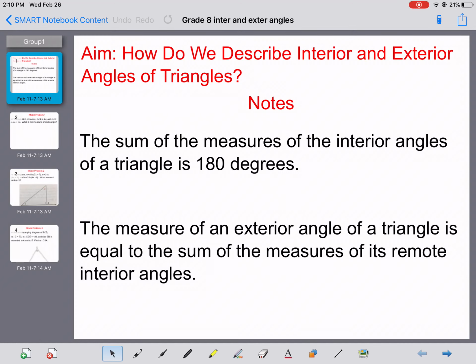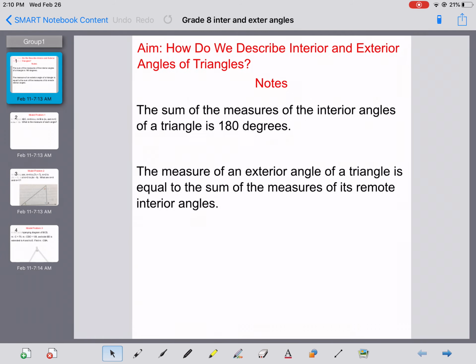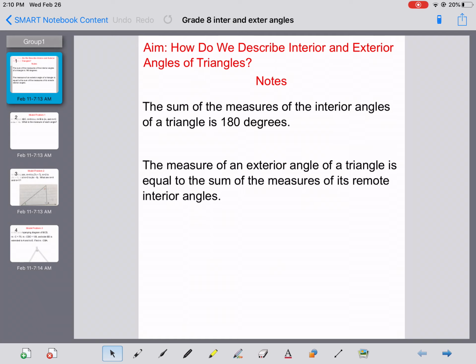Today's lesson is on how do we describe interior and exterior angles of triangles. The sum of the measures of the interior angles of a triangle is 180 degrees. The measure of an exterior angle of a triangle is equal to the sum of the measures of its remote interior angles. Take a second to copy down those notes.